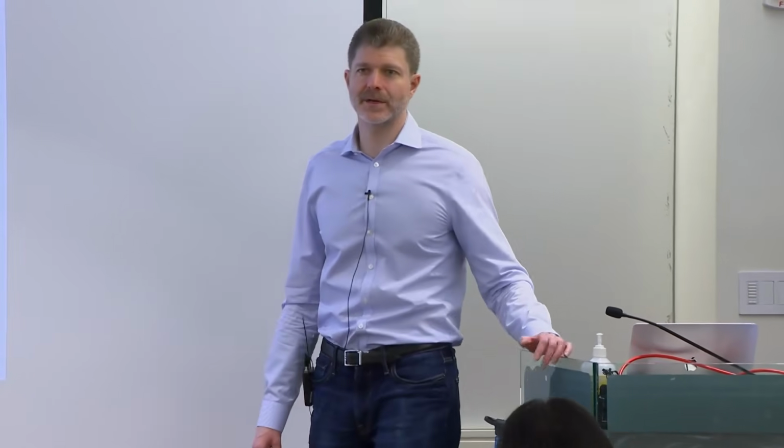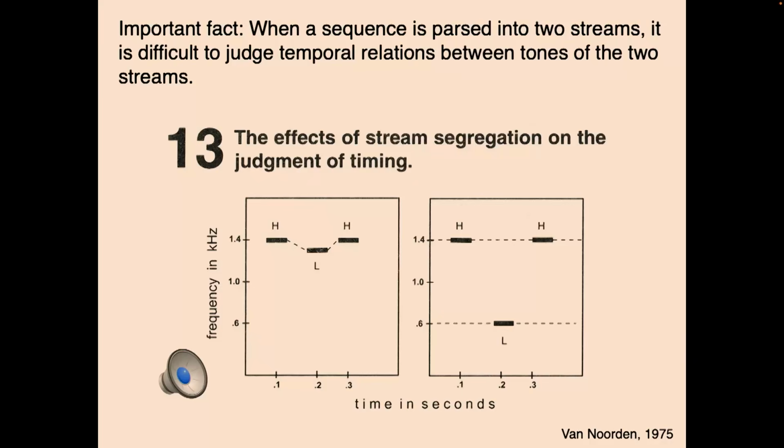Okay, so this seems like a very subjective phenomenon, all right? But it turns out that there's sort of this fairly interesting objective consequence to this difference in subjective state, and that's what's stated here. So when a sequence is parsed by your auditory system into two streams, it becomes very difficult for you to judge temporal relations between the tones or the elements of the two streams. Okay? So it's a very interesting and important phenomenon because it suggests that there is some fundamental change in the way that the sound is represented.